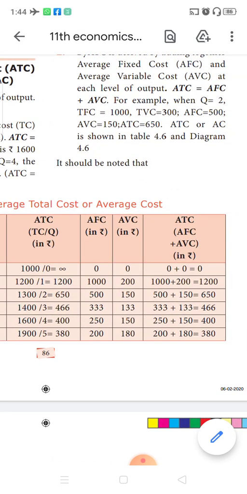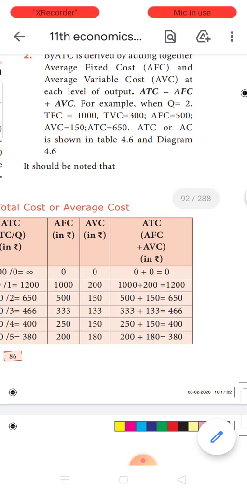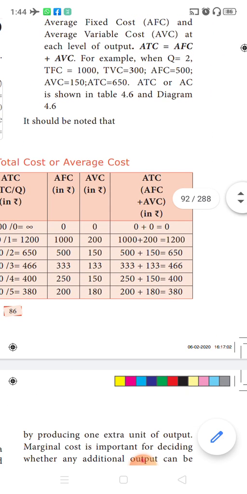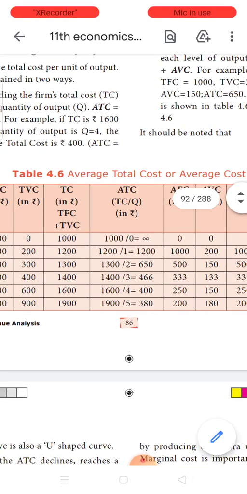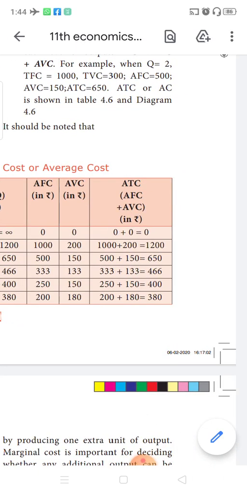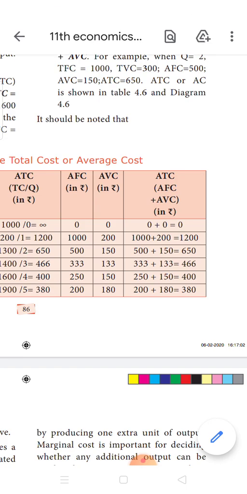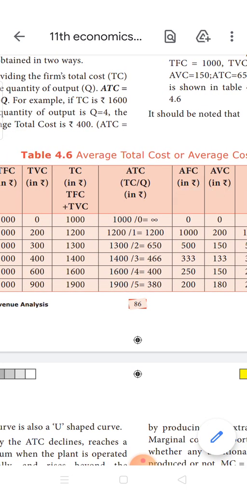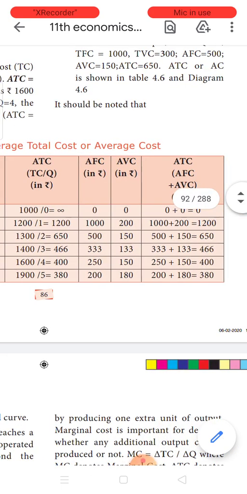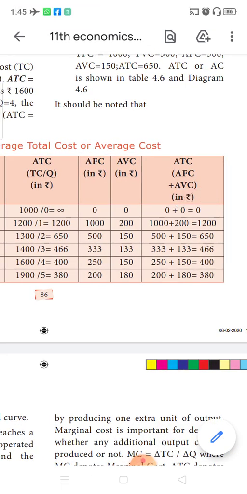How do we arrive at average total cost? In the last column, when you see average cost, you can arrive at it in 2 ways. Either you add average fixed cost plus average variable cost, and you get average cost, or else total cost divided by quantity also gives you average cost or average total cost. Both the values will be the same. You could observe this. For ATC, you have the first formula TC by Q. The next formula is AFC plus AVC. In both cases, you will arrive at the same values.